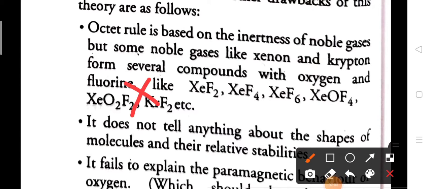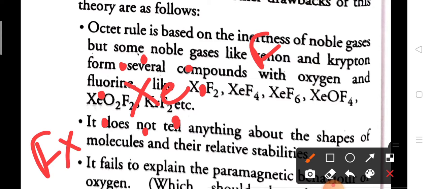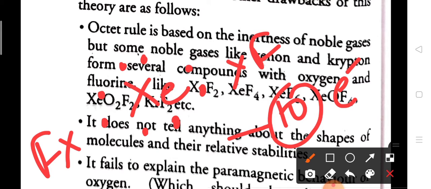So this is Xe. It has 8 electrons in its valence shell, correct? So you can draw it like this. Its octet has already been completed, but it can react with another element like F. And when it reacts with fluorine, it will have 10 electrons around it.